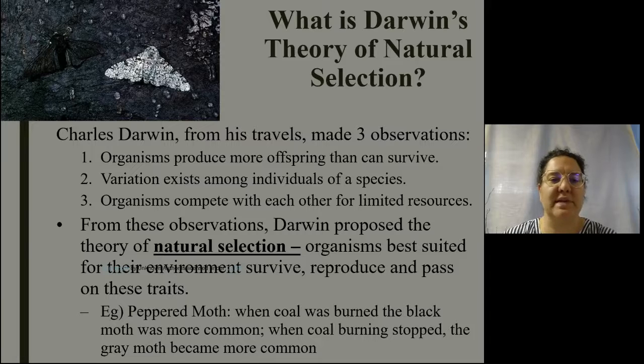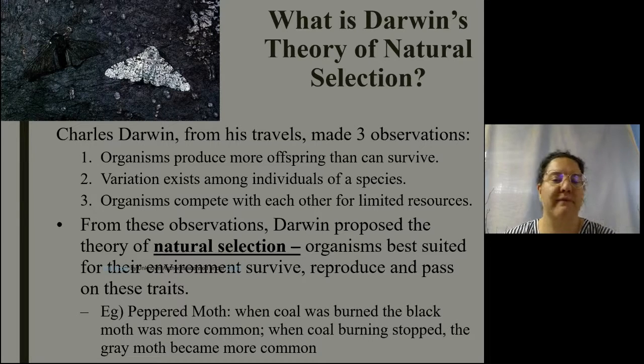So during his travels, he made three different observations. One of them was that organisms produce more offspring than can survive, that variation exists among individuals of the same species, and that organisms compete with one another for limited resources. So, from these observations, he proposed the theory of natural selection. So, organisms best suited for their environment survive, reproduce, and pass on these traits.